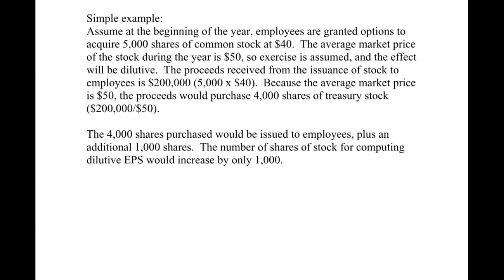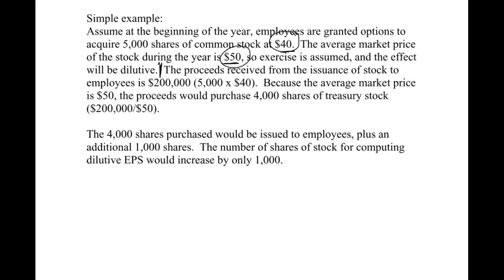I give you the answer within this example, but we'll write it out how I always write these out. It says, assume at the beginning of the year the employees are granted options to acquire 5,000 shares of common stock at 40. That is the exercise price. The average market price during the year is 50. So exercise is assumed, meaning people could exercise their options at 40 and turn right around and sell at 50. That would be a smart decision, so therefore they will be dilutive. The proceeds from the issuance of stock to employees is 200,000. From right here down, I wouldn't give that to you on a test. This is basically the answer.